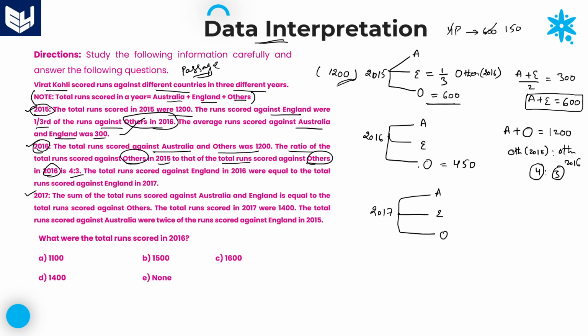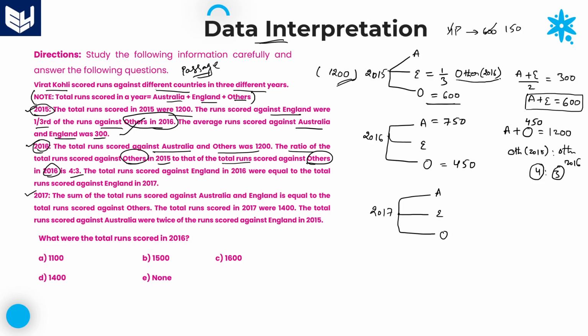And next, if the number of runs scored against other countries is 450, then it is easy to get the number of runs scored against Australia in 2016. Why? Because Australia plus others is equal to 1200. Others value is 450. Therefore, Australia is equal to total 1200 minus 450. 1200 minus 450, what is that value? 750.